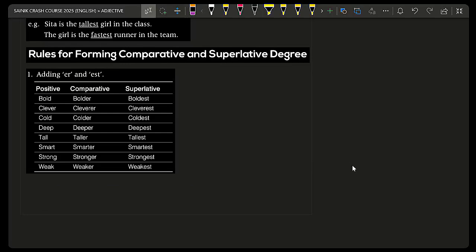Weak, weaker, weakest. Next, the second type of creating comparative and superlative degrees is by adding only R and EST. Here ER and EST we won't add because the word is already ending in E, so we will not add one more E. Then we are going to get only R and ST added at the end. So you can see some examples for that.